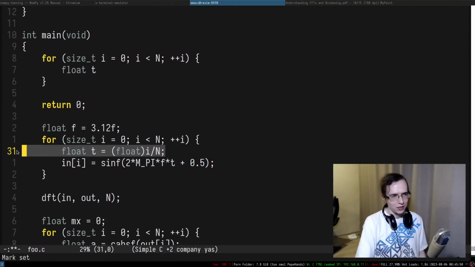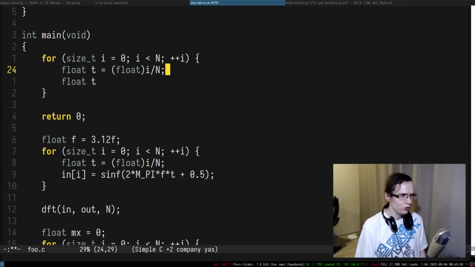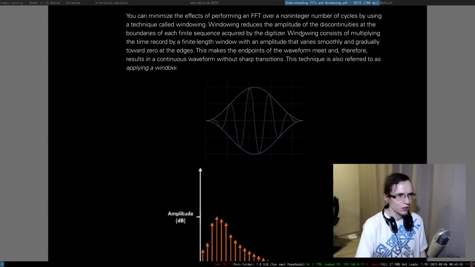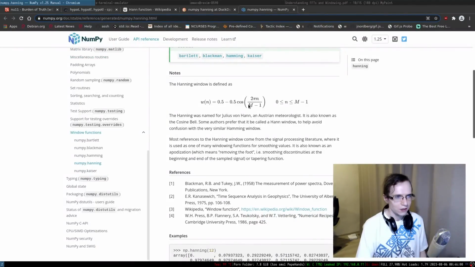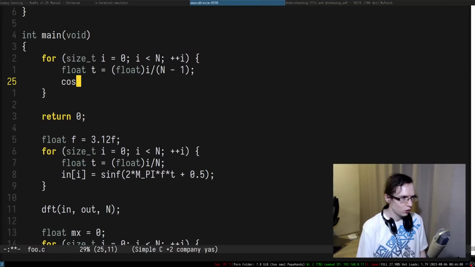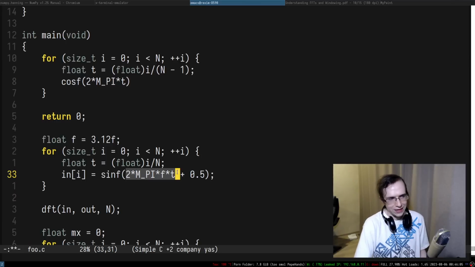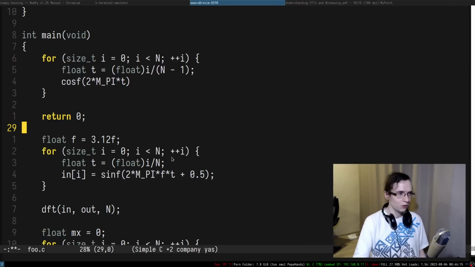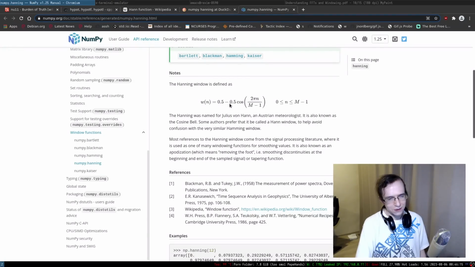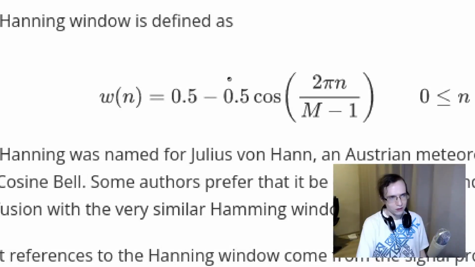It's effectively that. But for some reason they do -1. I'm not really sure if it's necessary, but they do that anyway, so maybe we can keep it as well. And the rest of the stuff is effectively just cosine of 2 pi multiplied by t. It's literally that. It's a cosine wave with a frequency of 1, but it's also multiplied by half and subtracted from half.